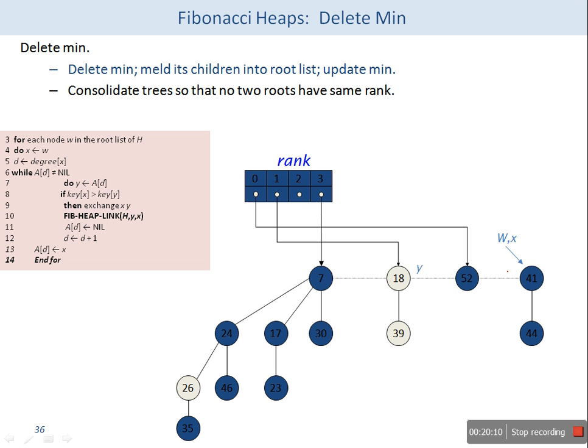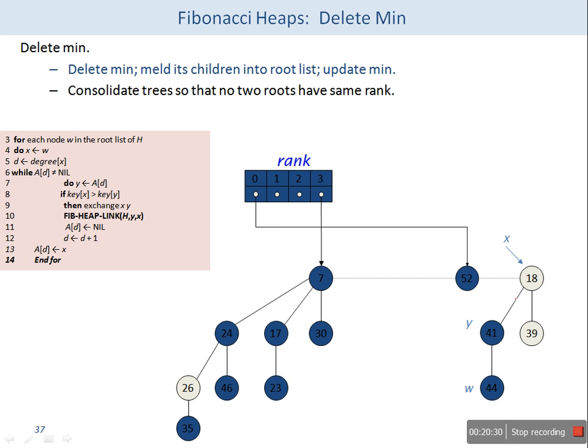A of 1 is already busy, so it will execute in the while loop. Y is updated, check a of y and x. Y is lesser, so we exchange x and y, so y is pointing here and x is pointing here after the exchange, and this 41 is linked to the 18. Okay, so x is here, y is here, and it is linked. Now again it is pointed to by a of 2.